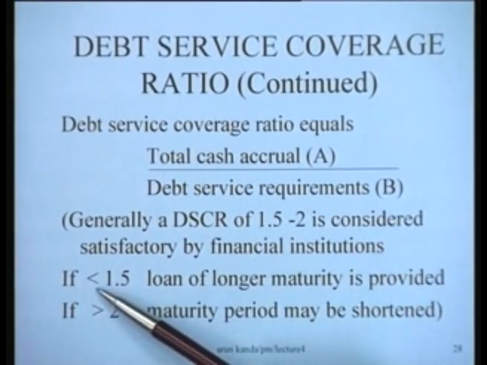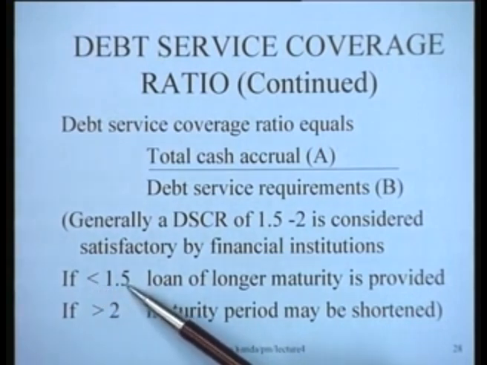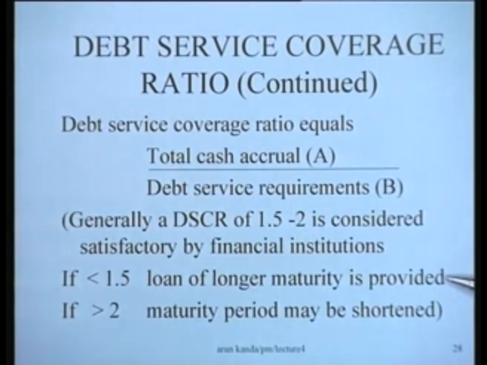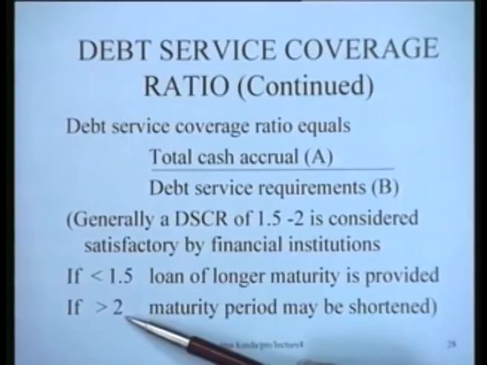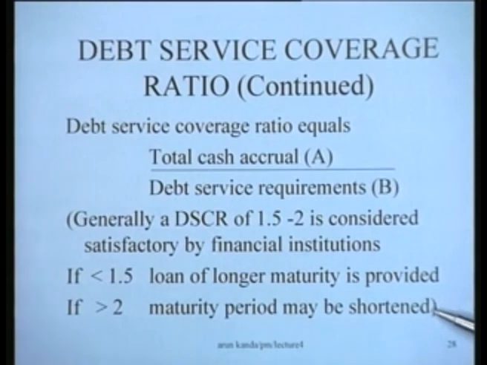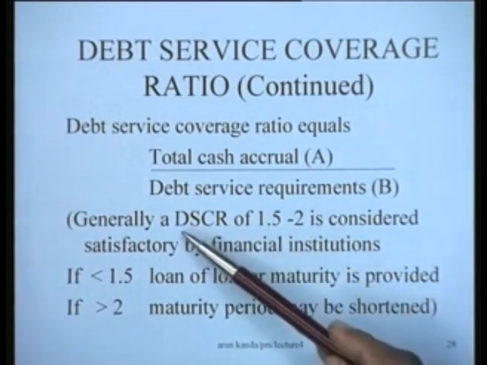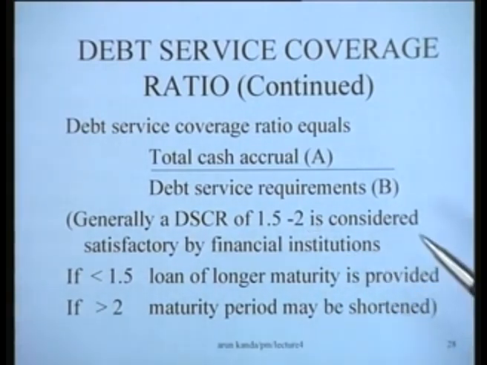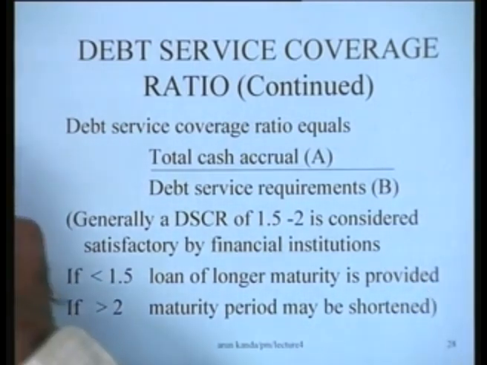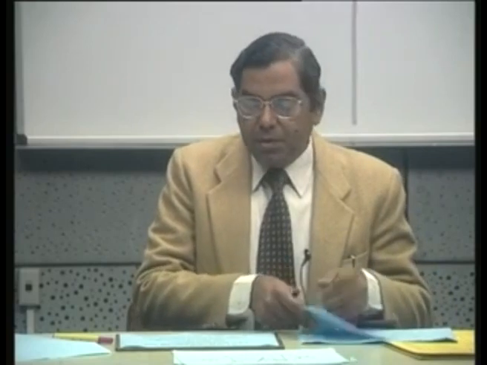Incidentally, if the debt service coverage ratio is less than 1.5, generally it means that if the project is otherwise okay, you could be provided a loan of longer maturity. That means if you had applied for a 10-year loan, you might get a 15-year loan because you don't have the capacity to pay that much. And if it is greater than 2, the maturity period may be shortened. So a higher debt service coverage ratio indicates that you have a higher capacity to clear the payment of these loans. Now how this is actually done is very simple, because it's just this ratio.